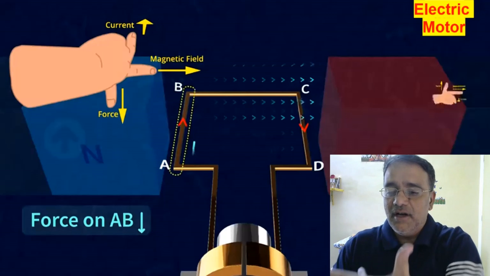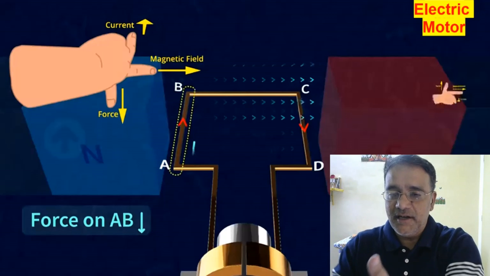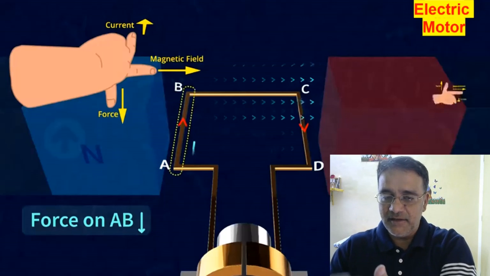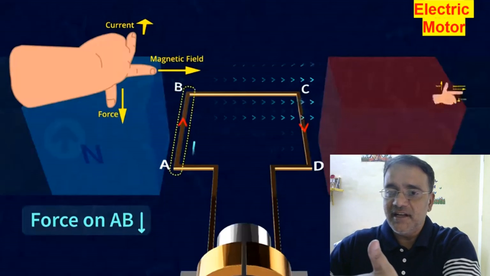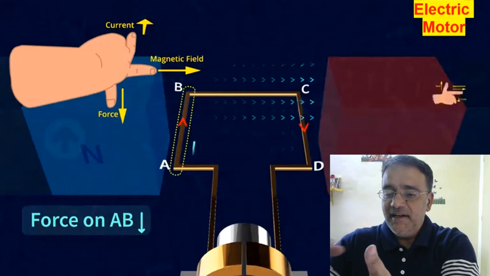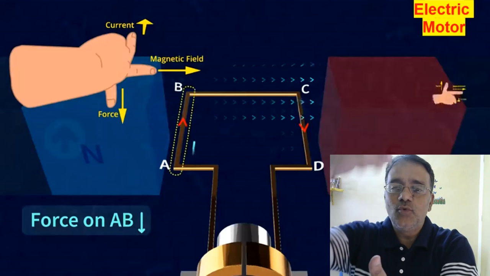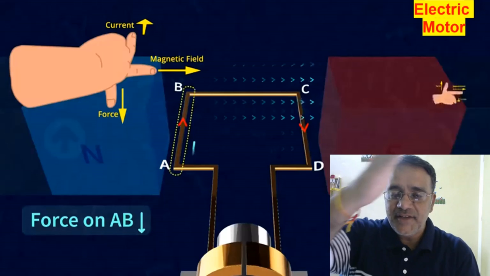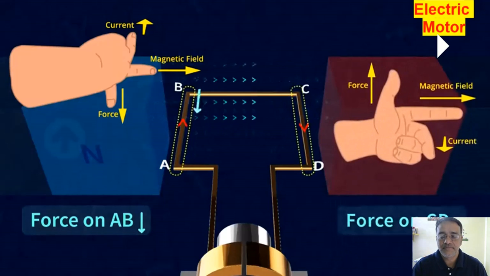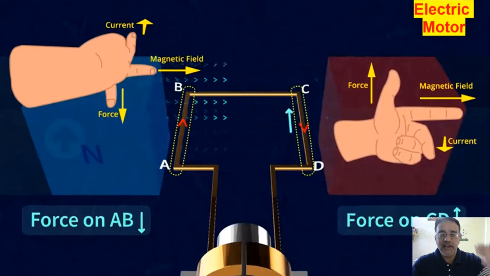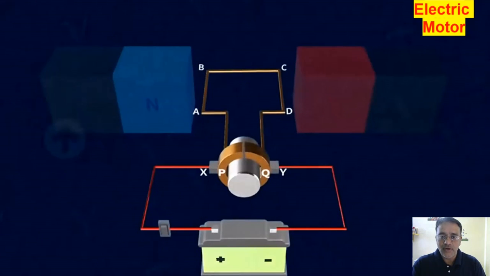Now if the direction of current is towards me, so CD means it is towards me, and this is the direction of magnetic field. So the direction of force is upward. So CD will come upward, and it will rotate like this, right? So force on CD is upward, force on AB is downward. So it will rotate.